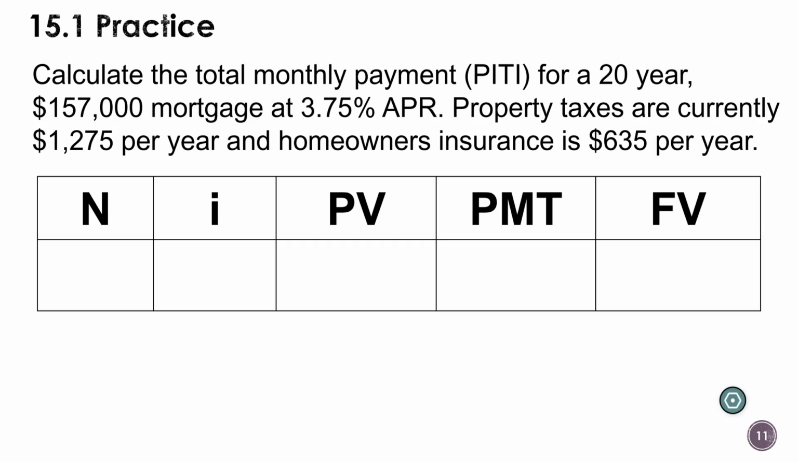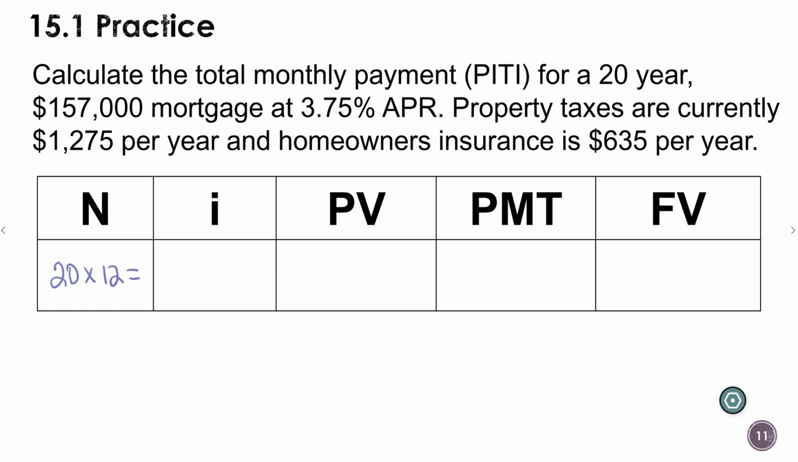So let's look at the terms here. It's a 20-year mortgage. The mortgage is going to be for $157,000 at 3.75% APR. Property taxes are going to be $1,275 per year. Homeowners insurance is $635 per year. All right, so let's get everything on our chart.